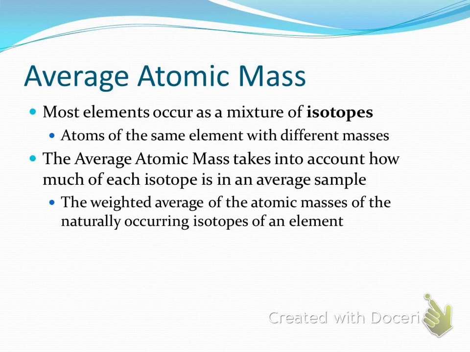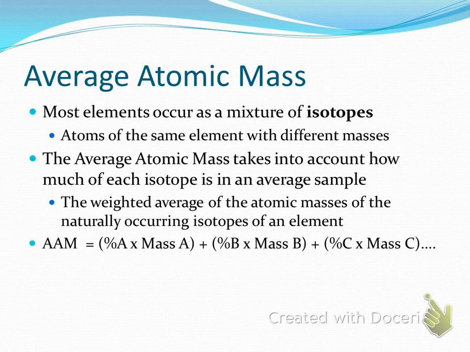So this is a weighted average. We're going to calculate a weighted average using this formula right underneath. I'll break it down for you a little bit. Average atomic mass. This example uses 3 different isotopes, A, B, and C. We could use this same formula for as many isotopes as we have, right? Some maybe only have 2, some have 7, who knows, okay?